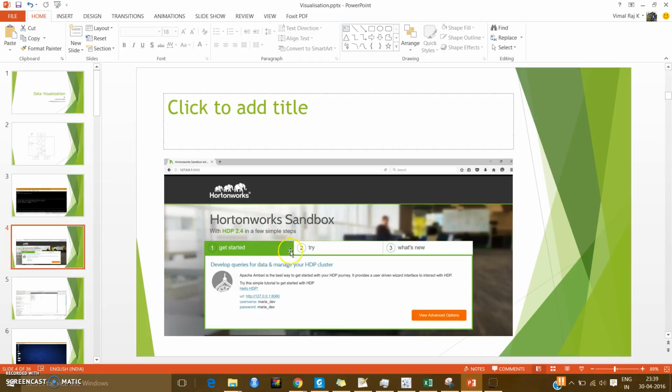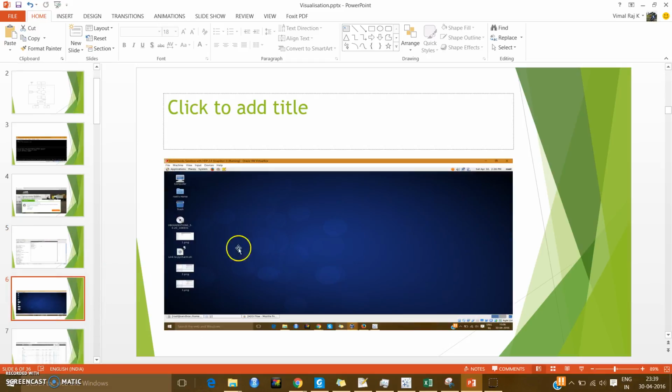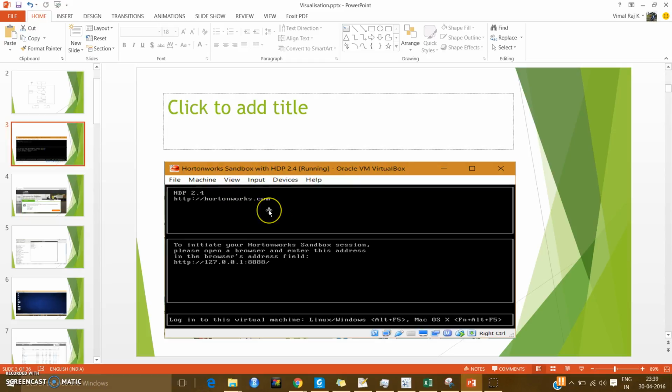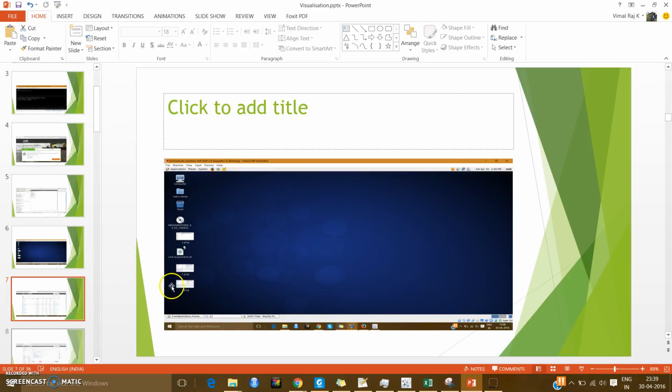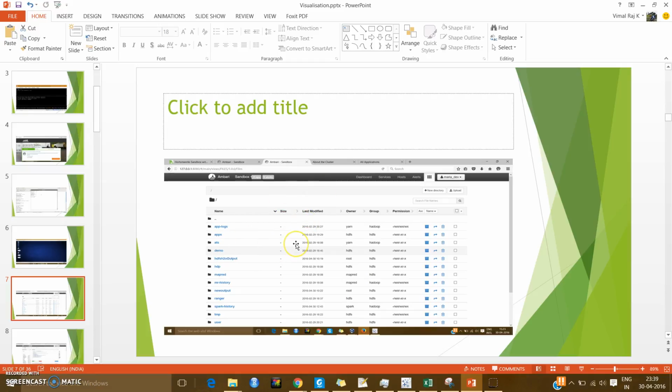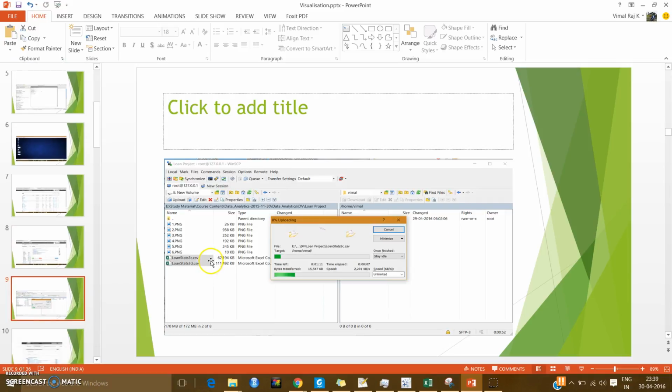After the sandbox is installed, this is the portal from which I can log in to Hortonworks. This is how the sandbox initially looked. Then I added a GUI because it is easy for me to access the tools inside it. You can see this is the HDFS file explorer, and this is a Hive explorer that is provided by Hortonworks on the web.